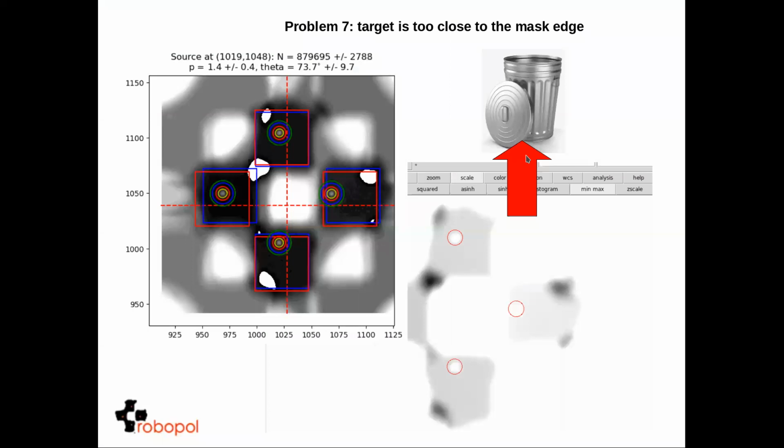So again, shortly saying, you should check the growth curve, how your polarization parameters change with a changing aperture. If you see it's not converging, and if you see visually that your source is close to the edge, unfortunately, it's not usable.